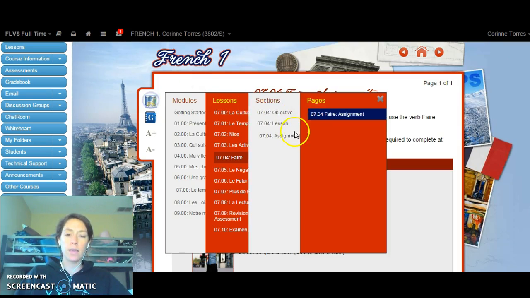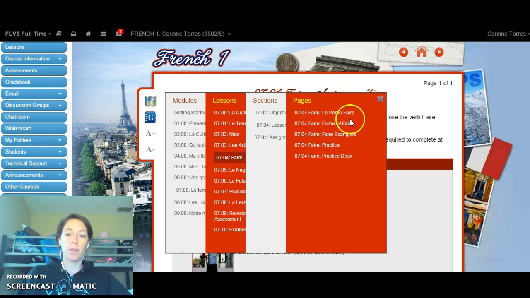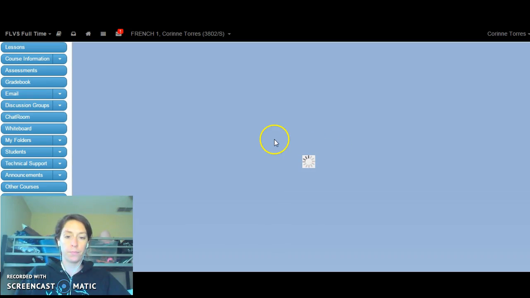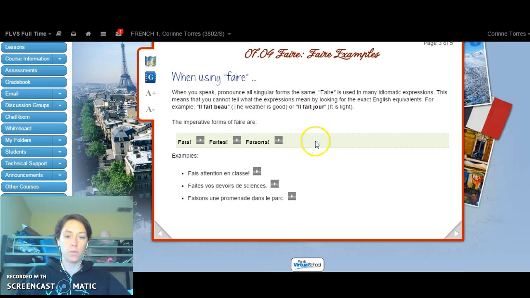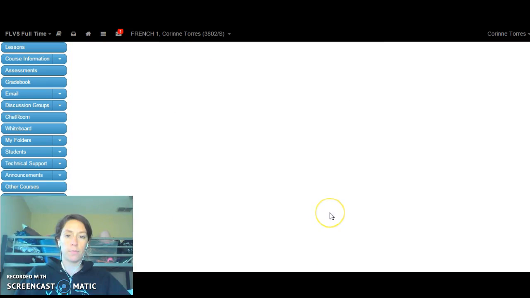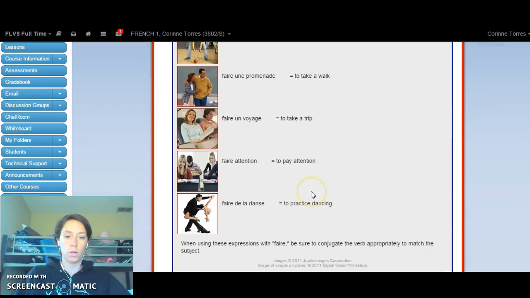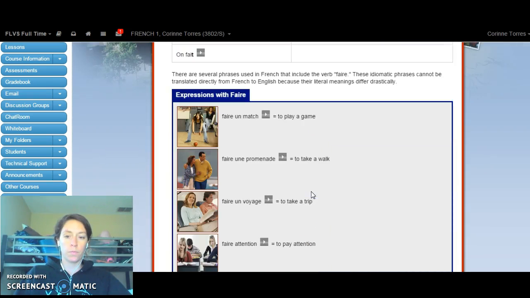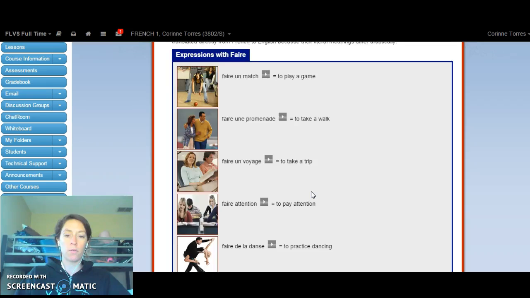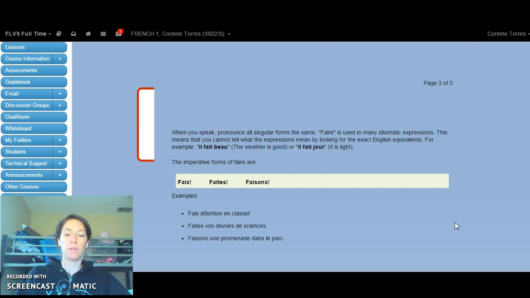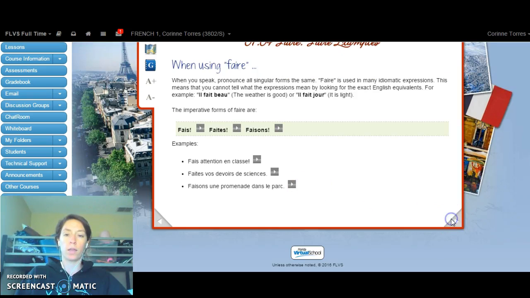So let's see if maybe this expression is in here. Let me click on faire examples. I do know it was in the last module, in the last lesson, also in 702. Okay, so it's not here right now. I don't see it in this one, but I believe you learned it in 702 to talk about doing that action.